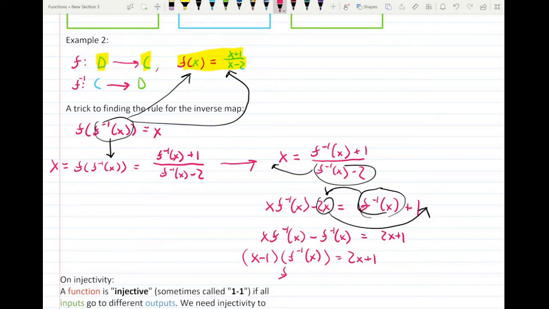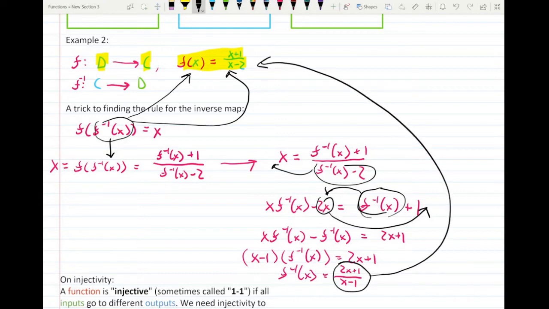And finally, f inverse of x equals 2x plus 1 over x minus 1. Now, if you're curious, you can take this final rule here and feed it back into here. So essentially manually compute this nested function here. What you should get is x, because that's exactly how we found this new rule. So if you're still shaky on how this works, give that back substitution a try.